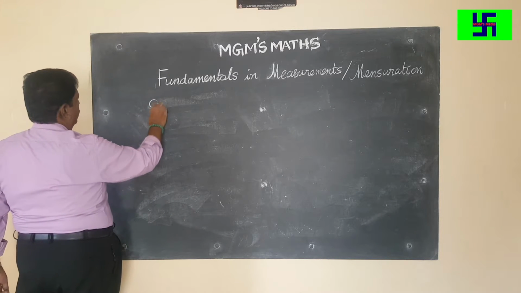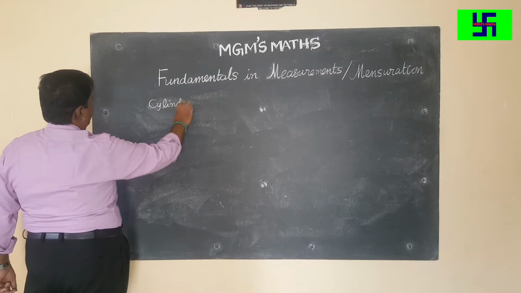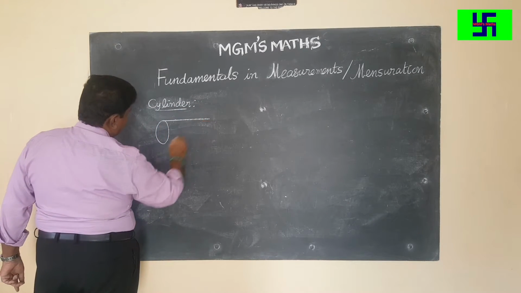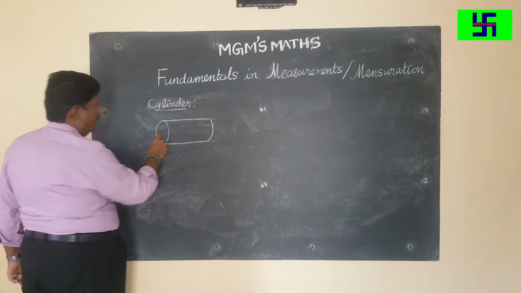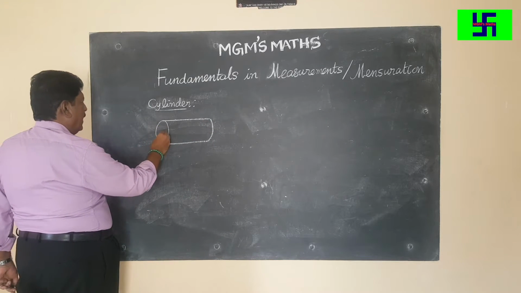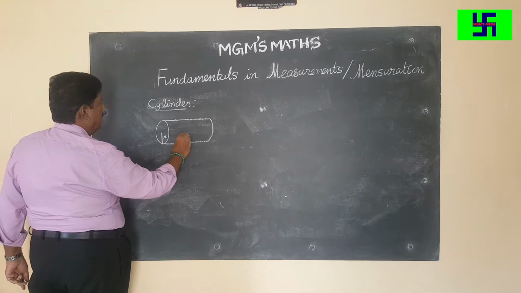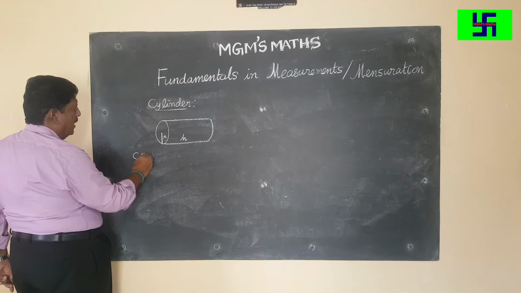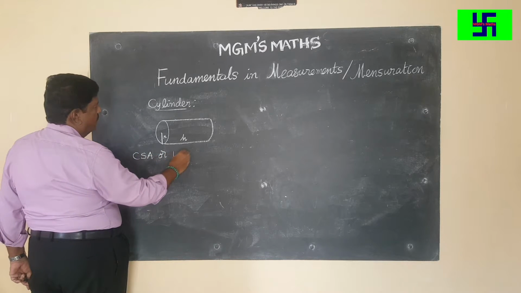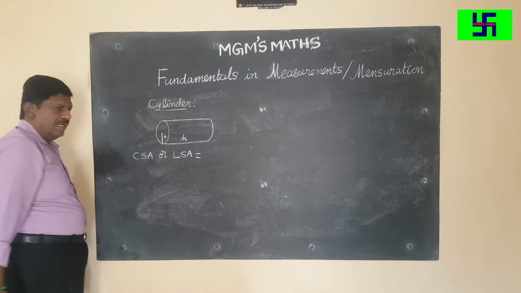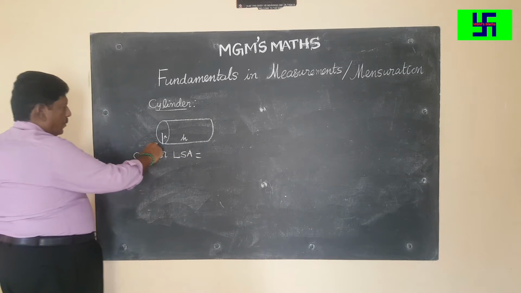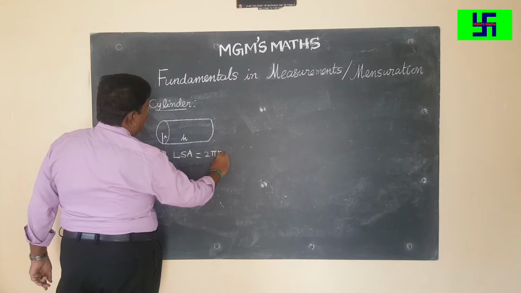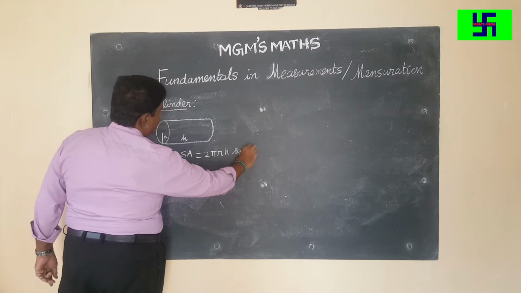Cylinder. Cylinder, it has the cross section of a circle. It has the radius R and height is the H. What is the curved surface area or lateral surface area of a cylinder? The edge is 2 pi r, this is H, so 2 pi r H square units.